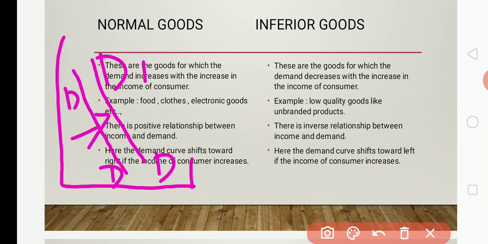Suppose the income decreases, what will happen to the demand curve? The demand curve will shift towards the left, that is, leftward and downward from the original D to D2.